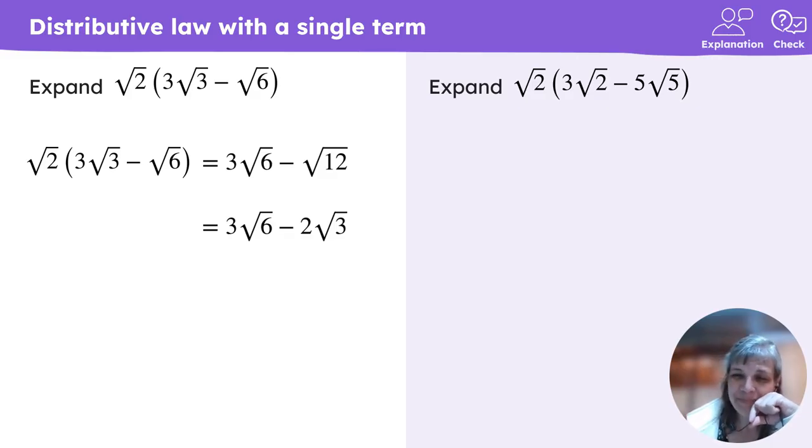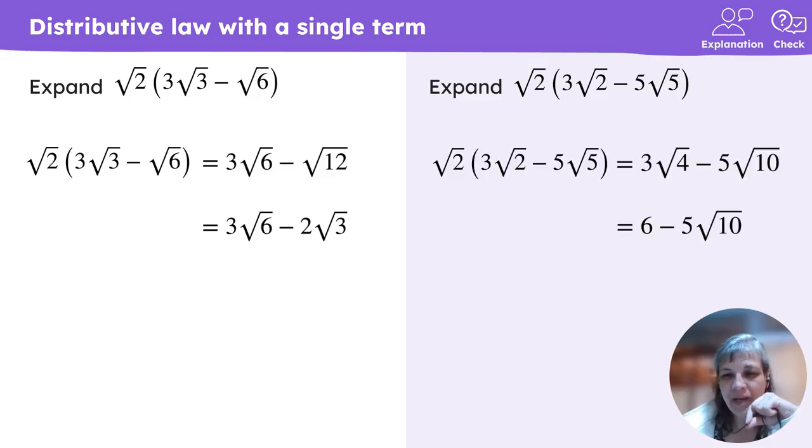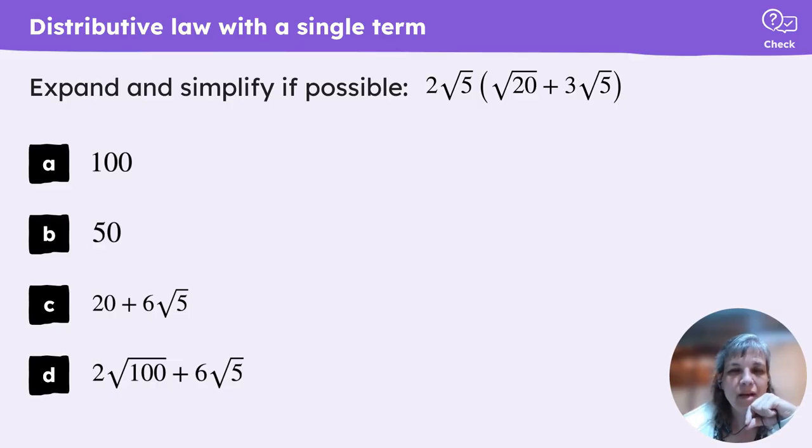Try this one. Pause the video. Okay, welcome back. This is 6 minus 5 root 10 as the final answer. All right, here's another one for you to try. See if you can find the simplest form of the answer in this case.